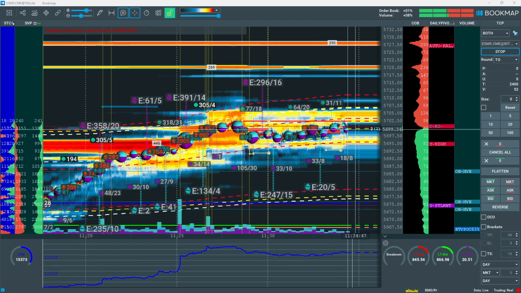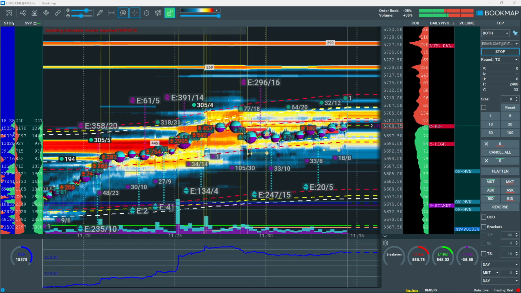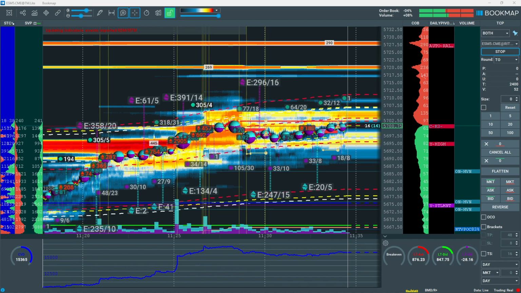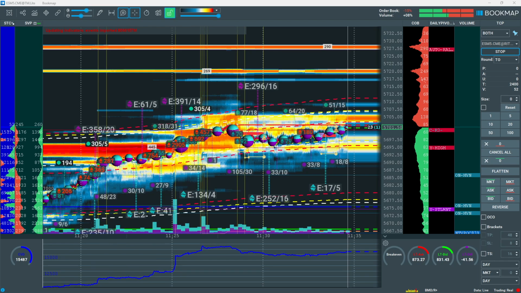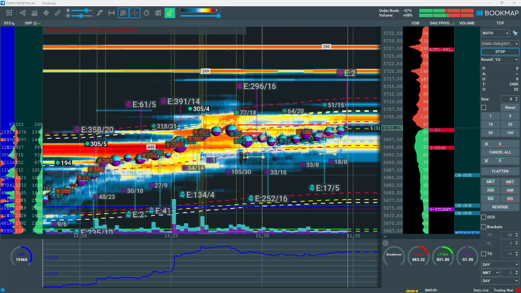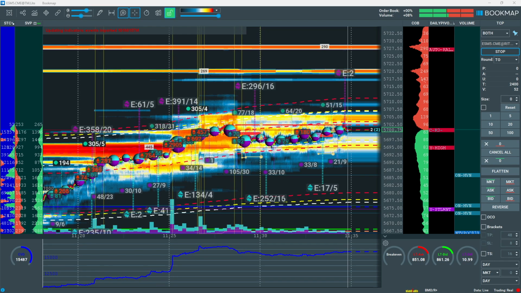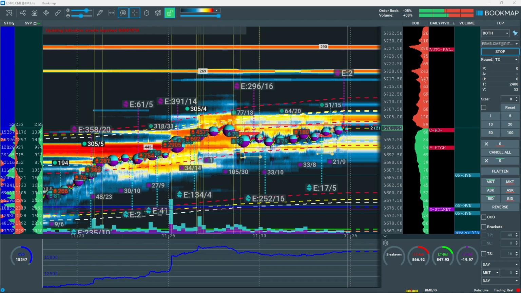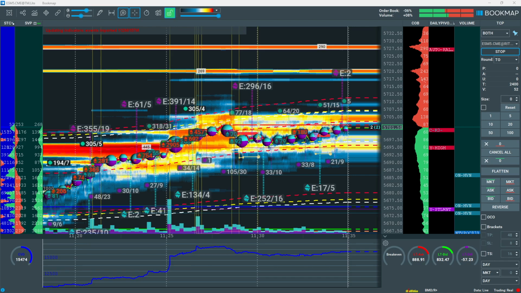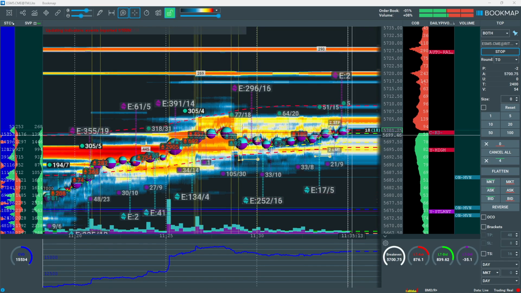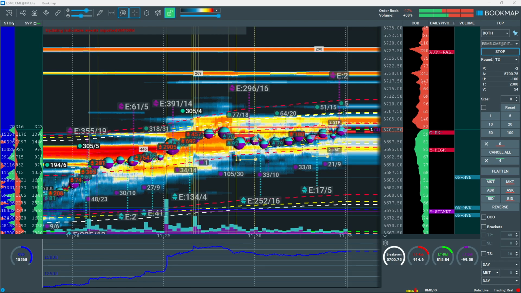All right, so we have sellers taking back control. Let's see here. Retest, retest. Any exhaustion? Nope. Still buyers. All right, looking like sellers want to take control. I'll take this trade here. Looks like it's going to stop me out again. Let's see.